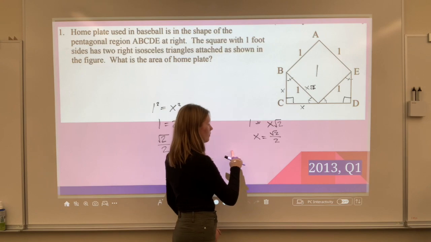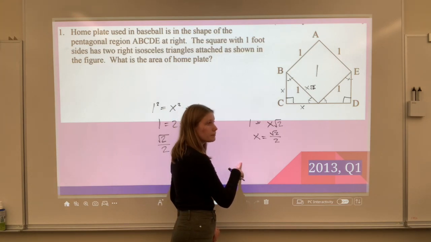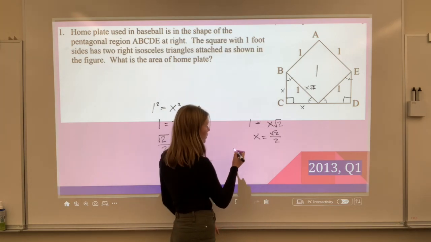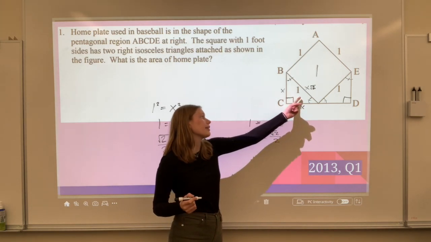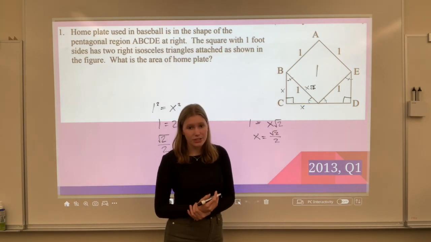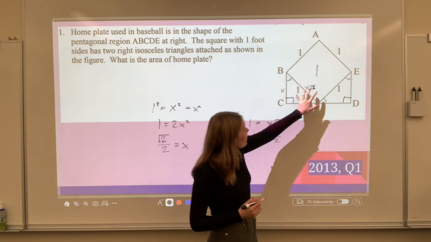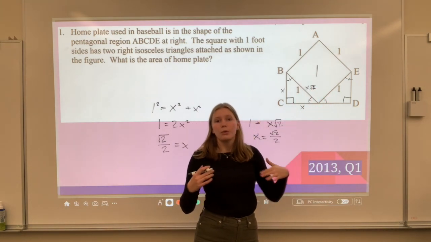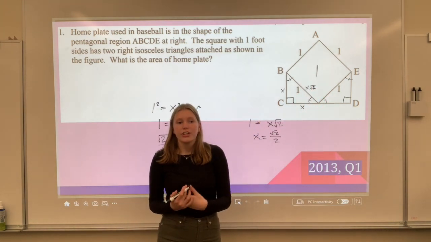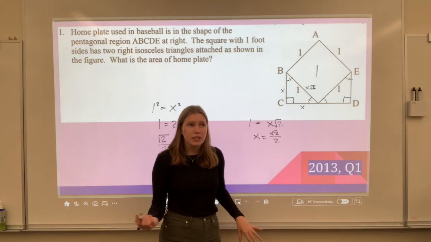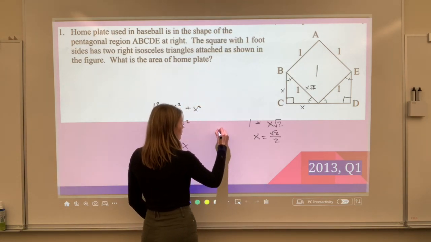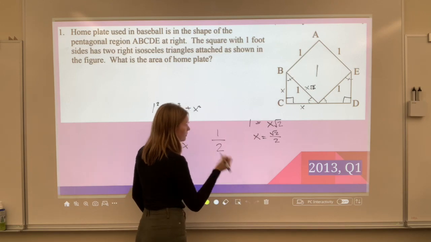We're going to get 2 over 4, which is also equal to 1/2. Generally, if you're finding the area of a triangle, you're going to divide that by 2. But since we have two congruent triangles here, we would be multiplying by 2 anyways. So instead of dividing by 2, then multiplying by 2, I'm just going to leave our answer as 1/2.